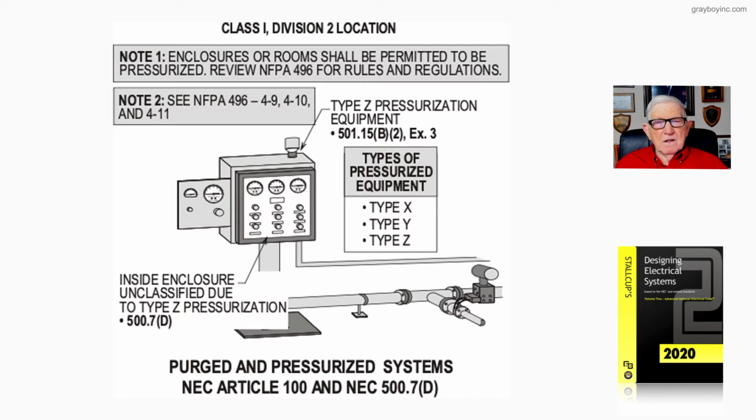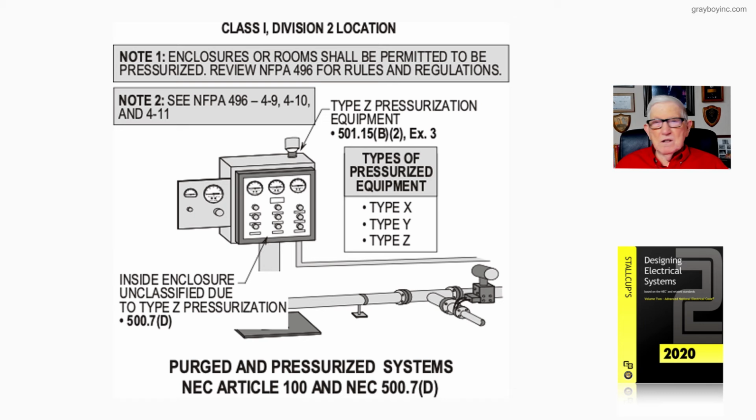Now notice we have a type Z pressurization, 501.15(B)(2), exception 3, and then inside the enclosure is unclassified. In other words, we can use general purpose components there. And outside the area of the enclosure is a Class 1 Division 2 in accordance with 500.7(D) as in dog when we select this type of pressurization Z.